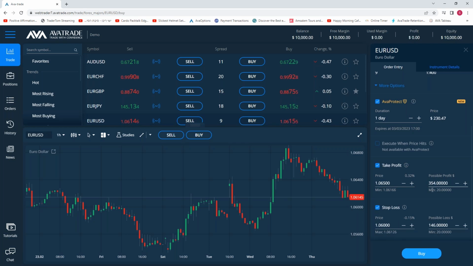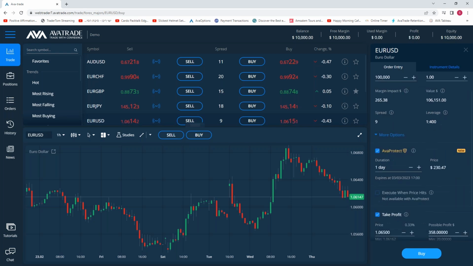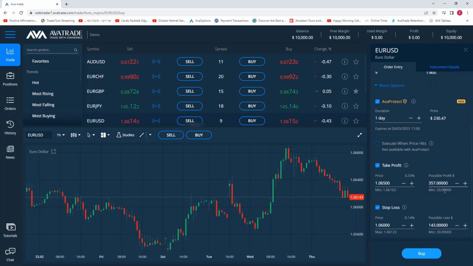Okay, it's all clear. And this is the beauty of Web Trader, that you can see before. You see, we didn't even buy it yet, we're just setting it up. So we set up here the size. I want to buy euro dollar, one lot. I want to protect for 1 day. I want to put my stop loss at 106, this is just for the example, and my take profit at 106.50. And I click buy and I open the position.